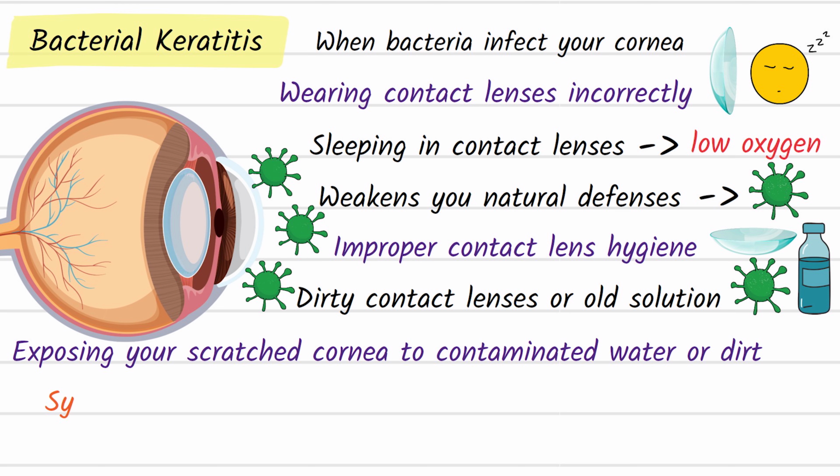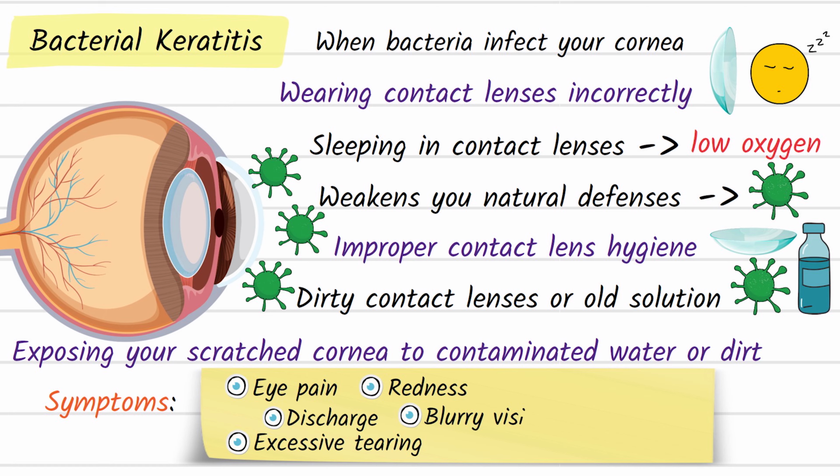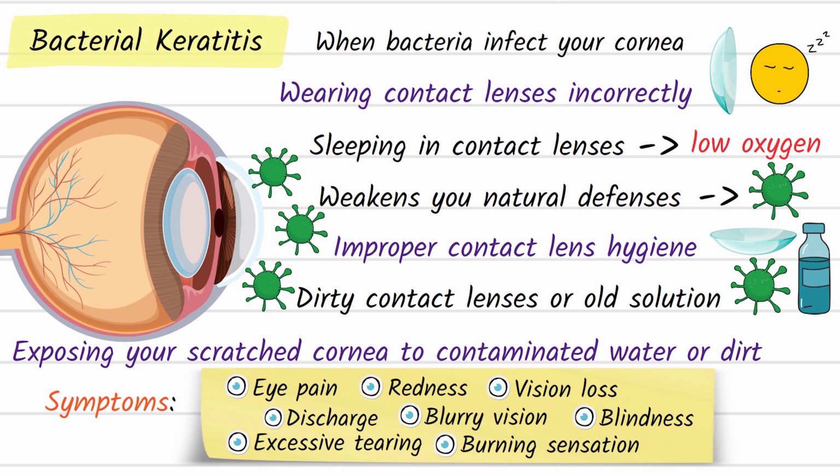The symptoms of bacterial keratitis include eye pain that feels like something is poking your eye, excessive tearing, redness, and a discharge that might be yellowish or greenish. Your vision becomes blurry, and you might feel like your eye is on fire. This is not something to ignore because bacterial keratitis can actually lead to permanent vision loss or even blindness if it is not treated quickly with antibiotics.